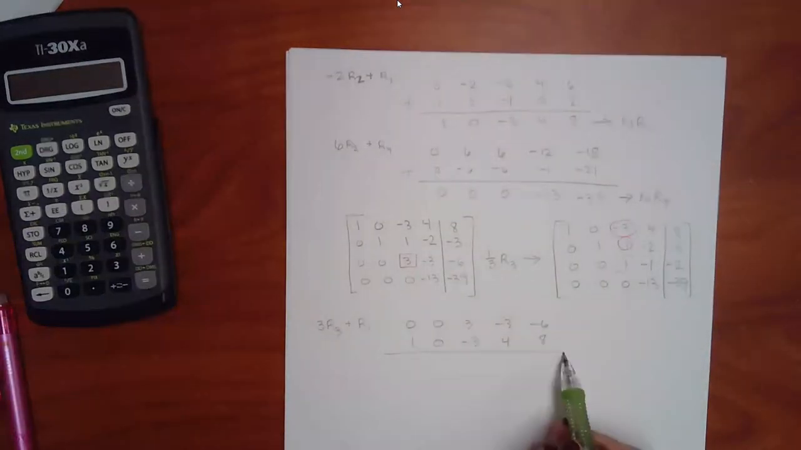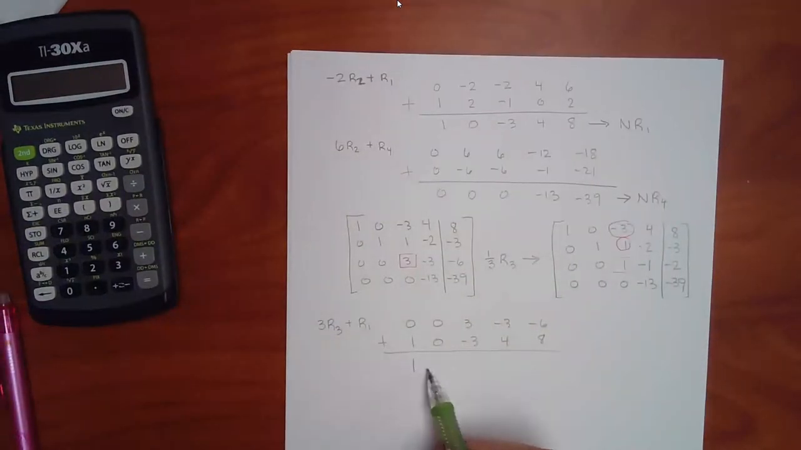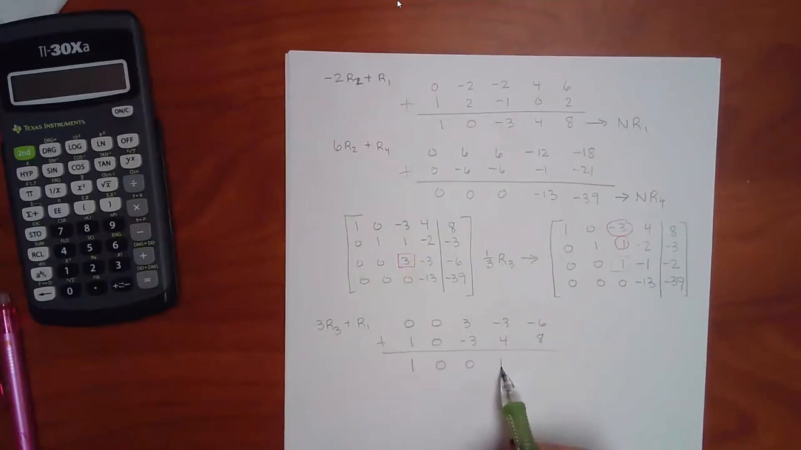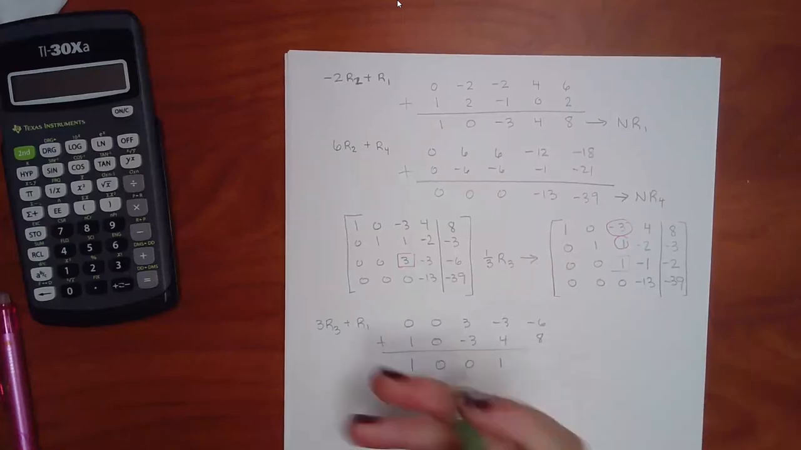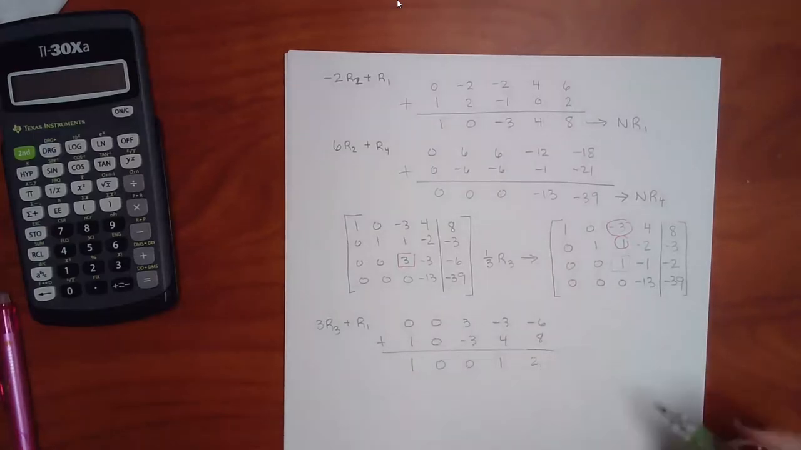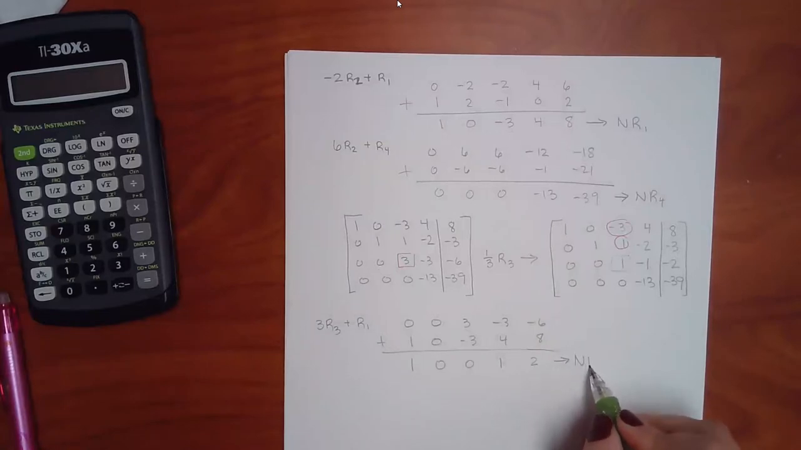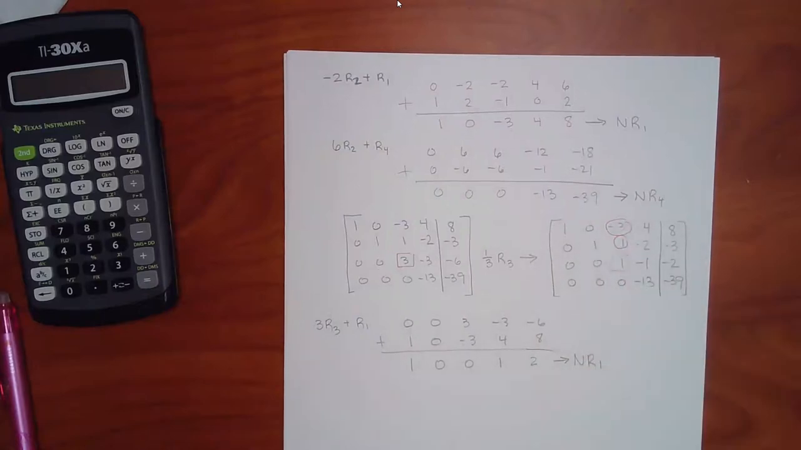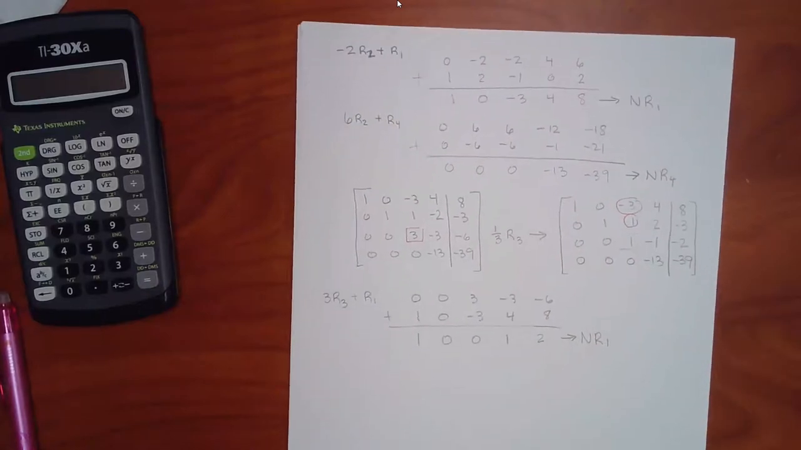And so let's do the math. We get 1, 0, 0, 1, and positive 2. And this is going to become my new row, what? Row 1. Good. It's because I wanted that to be 0, right? So you should be replacing him.